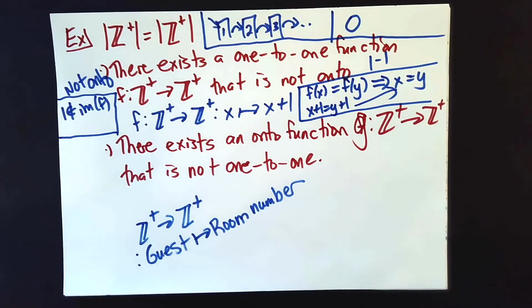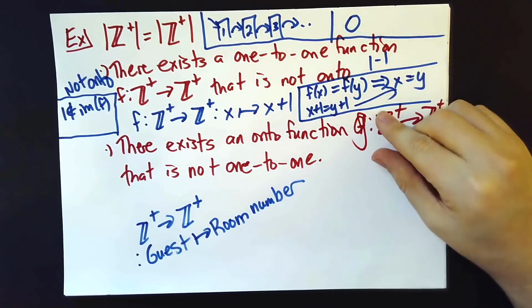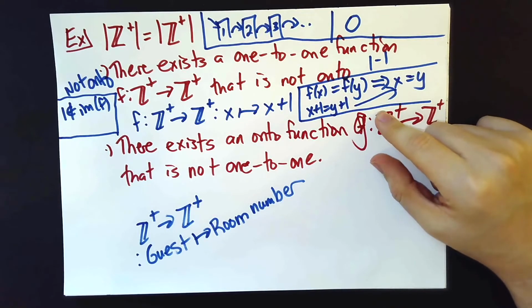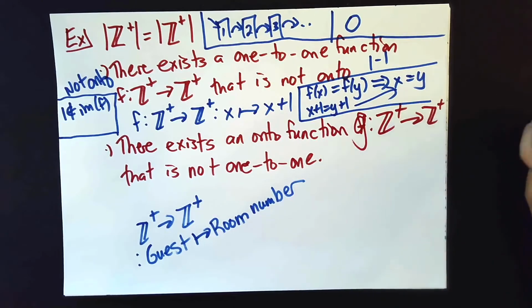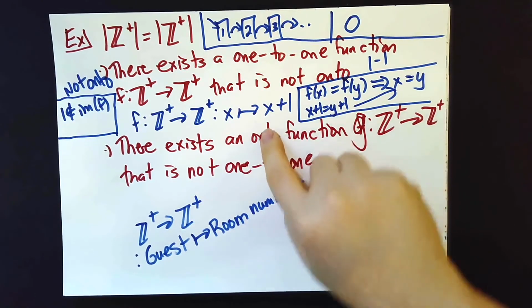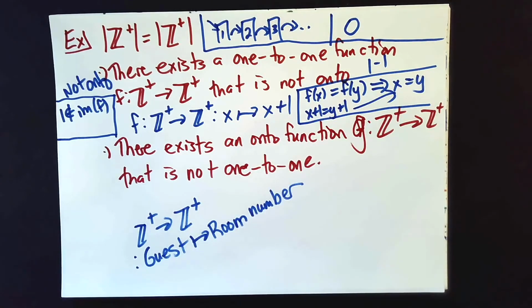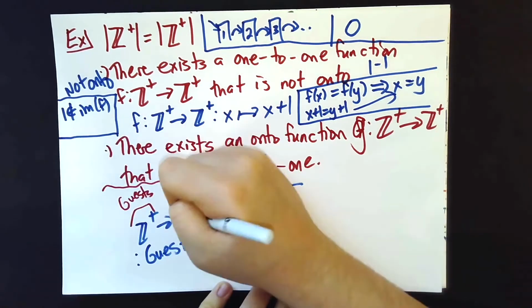If you did not get this example, you might figure out what this example is saying in terms of hotel rooms, and that might help you figure out an example of a way we can write down a function from the positive integers to the positive integers that's onto, but not one-to-one. So first of all, what does a function that is onto, but not one-to-one mean in terms of guests and rooms?